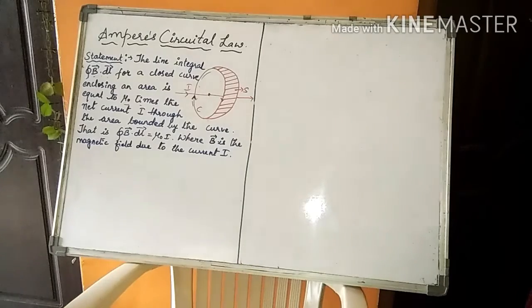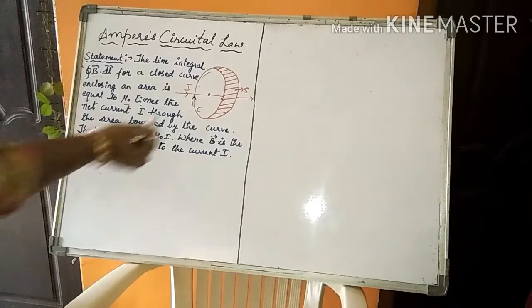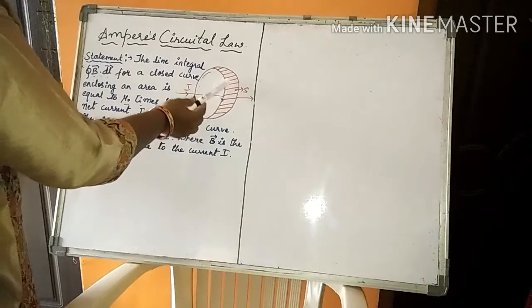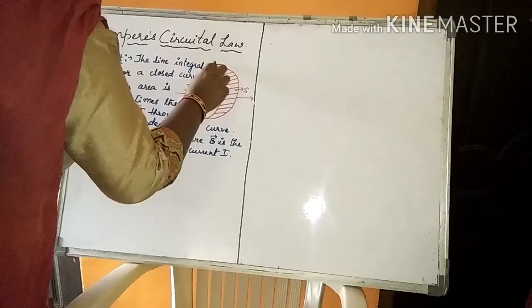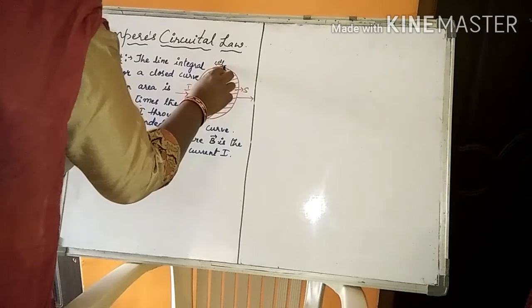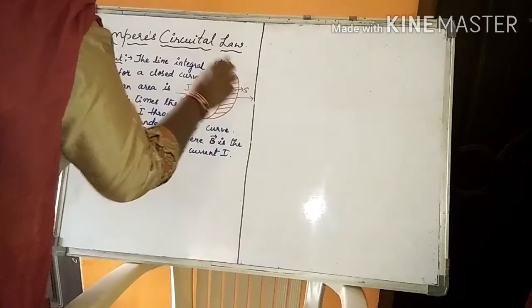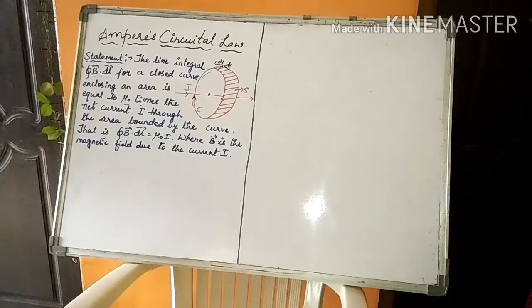Therefore, if we divide the surface into small elements dl, we can get the total amount of magnetic field at this surface. So this is the Ampere circuital law, and it is also known as Ampere's closed loop law.